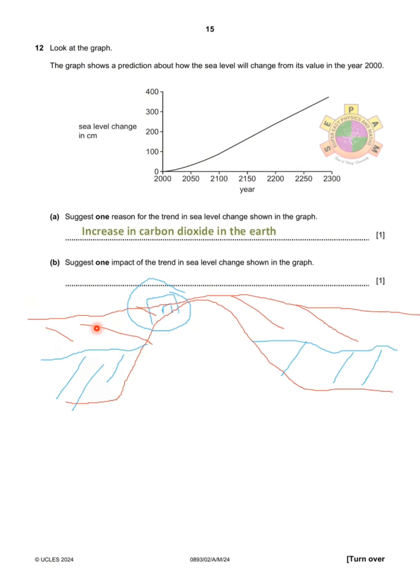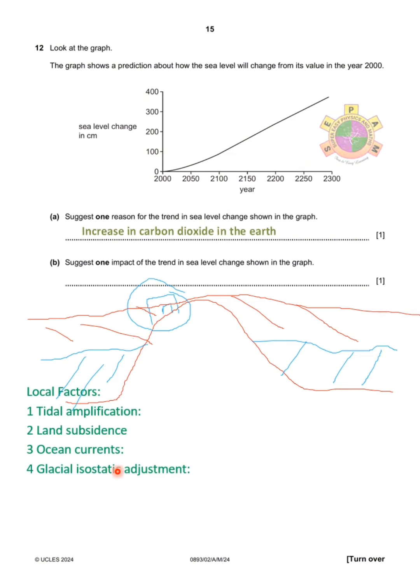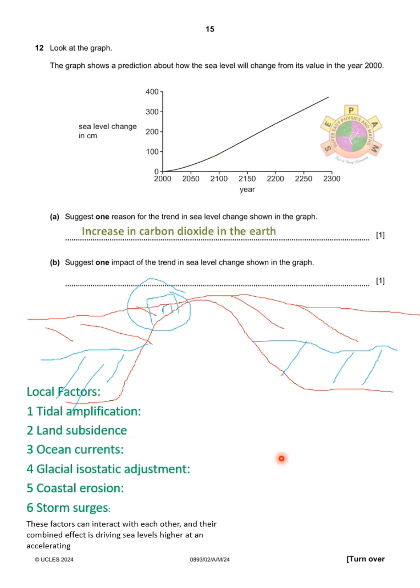So these are the global factors. Now let's look at local factors on the land. So we see tidal amplification, we have land subsidence, then we have ocean current, then we have glacial adjustment, then we have coastal erosion. Each of these are factors that can be responsible for a rise in sea level. Then you have storm surge. So when all these factors interact, it can contribute to an increase in sea level.